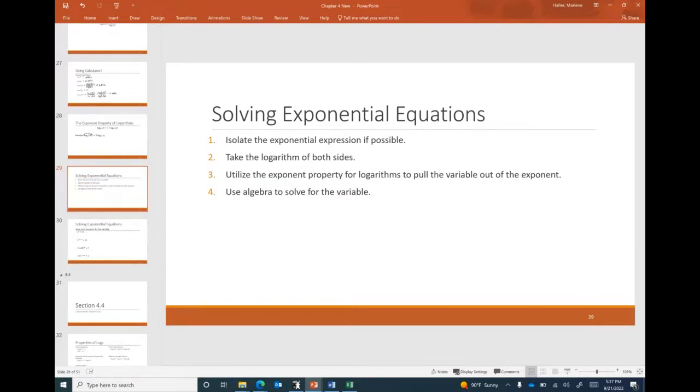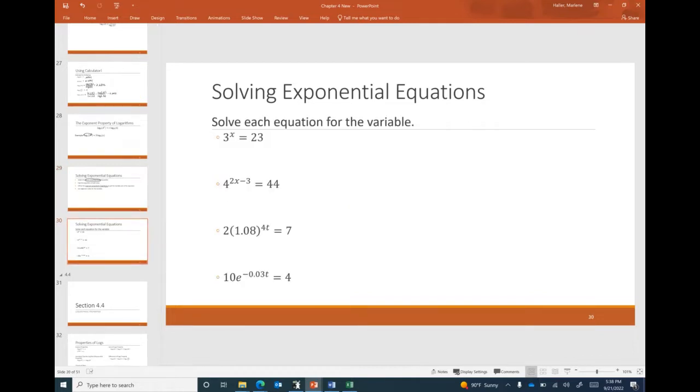exponential equations. All right, if you're somebody that likes a procedure, here's a procedure for you. To solve an exponential equation, you want to isolate the exponential expression on one side of the equation. Then take the log of both sides. Then we can use this awesome exponent property of logarithms to bring down that variable, get it out of the exponent, and it will become the coefficient. Or it comes from an exponent, it becomes a product. Then we just use whatever algebra is necessary to solve for the variable. All right, let's try a few.